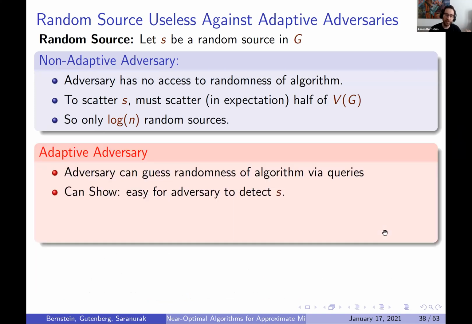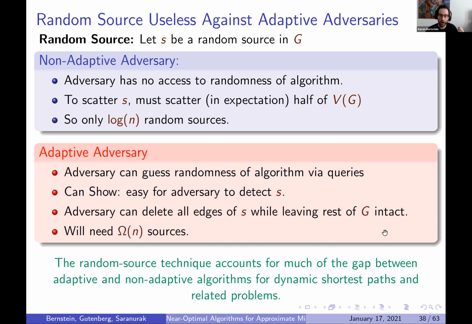But in an adaptive setting, you can show that the adversary can easily guess your source by looking at your shortest path queries. And if the adversary knows the source, then all it has to do is just delete only the edges incident to the source. And then you pick a new source, and then it deletes only the edges incident to that source. And so basically, you can end up with n sources. So this will be very inefficient.